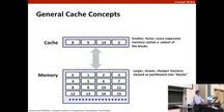Okay, so this cache is much faster, but it's also much more expensive. Because it's faster, it's more expensive. And because it's more expensive, it's smaller.